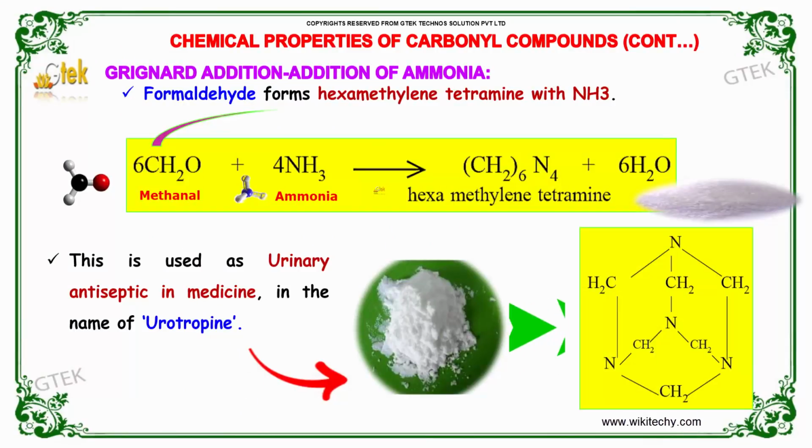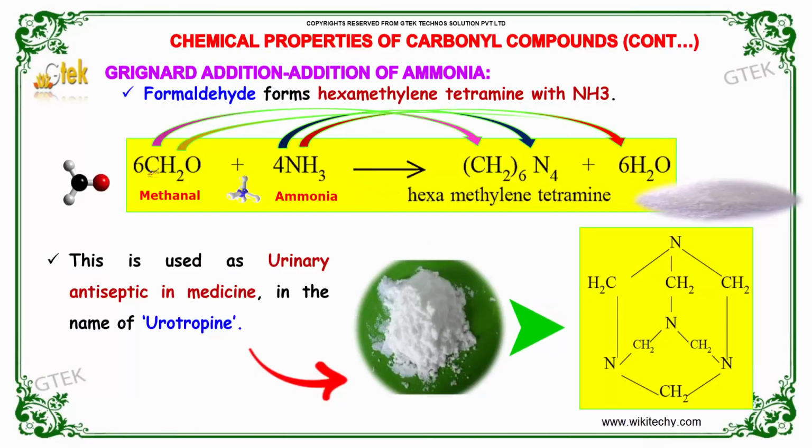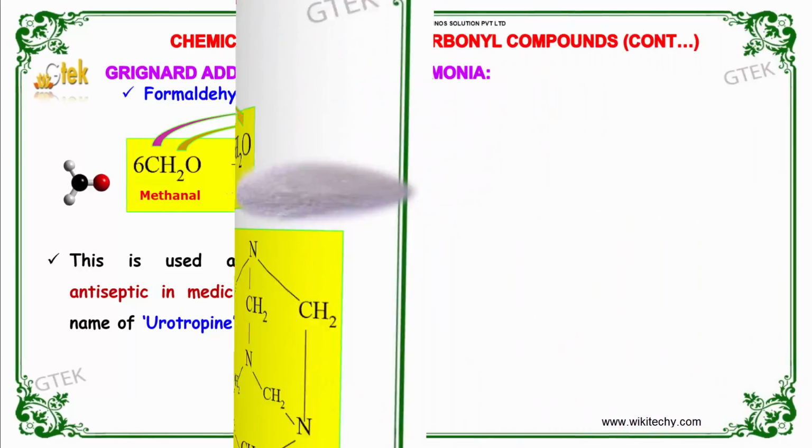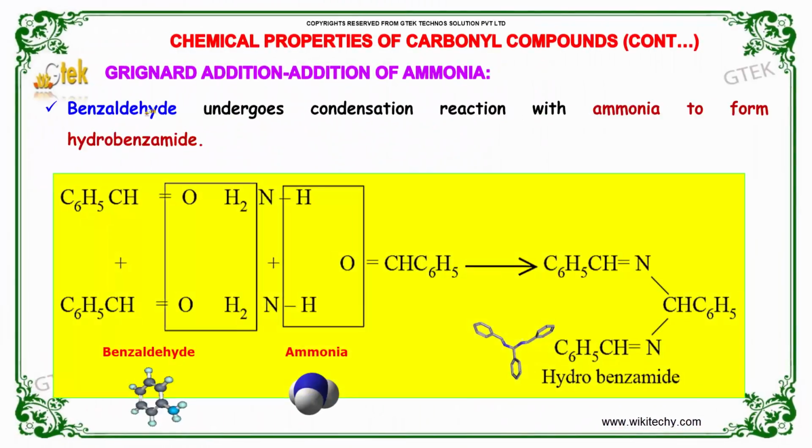Formaldehyde forms hexamethylene tetraamine with NH3, as we can see here. This is used as a urinary antiseptic in medicine under the name urotropine, and the structure of urotropine is as shown here. Benzaldehyde undergoes condensation reaction with ammonia to form hydrobenzamide. When benzaldehyde reacts with ammonia, we obtain hydrobenzamide, as we can see here.